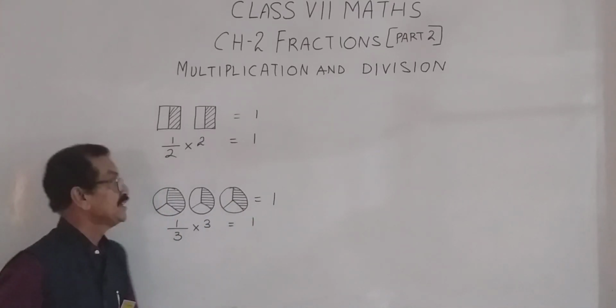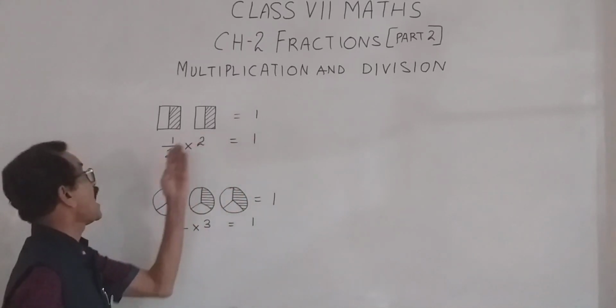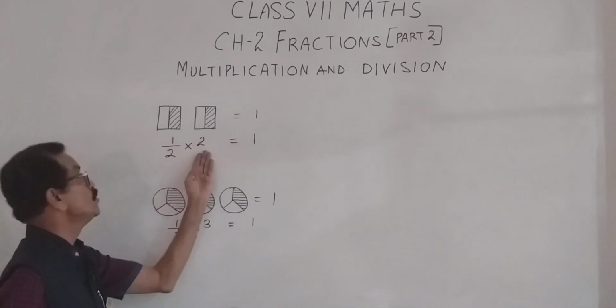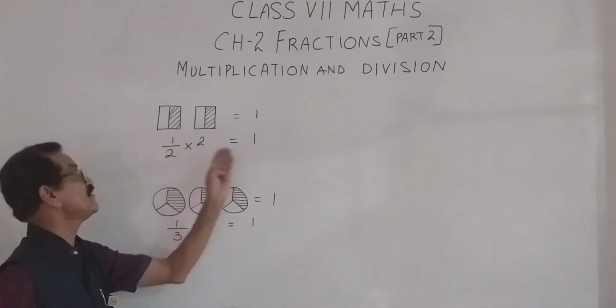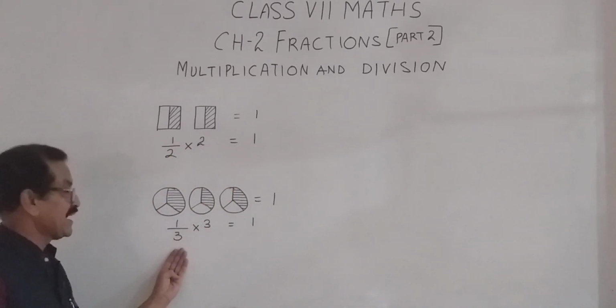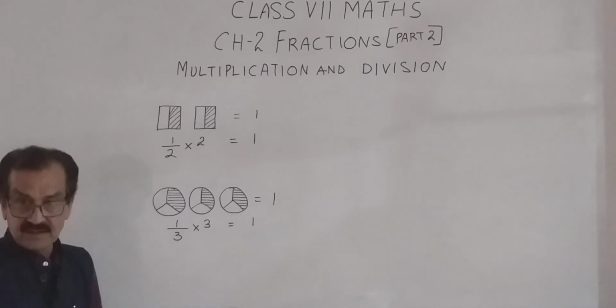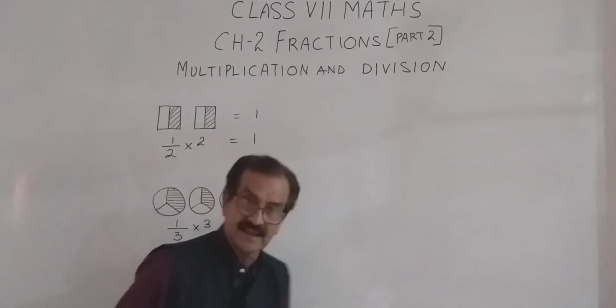This means that if we take 2 halves, we get 1. So, half of 2 or 2 of half is 1, and similarly 3 of 1 by 3, that is 1/3 multiplied by 3, is 1. This is what we are going to learn here.